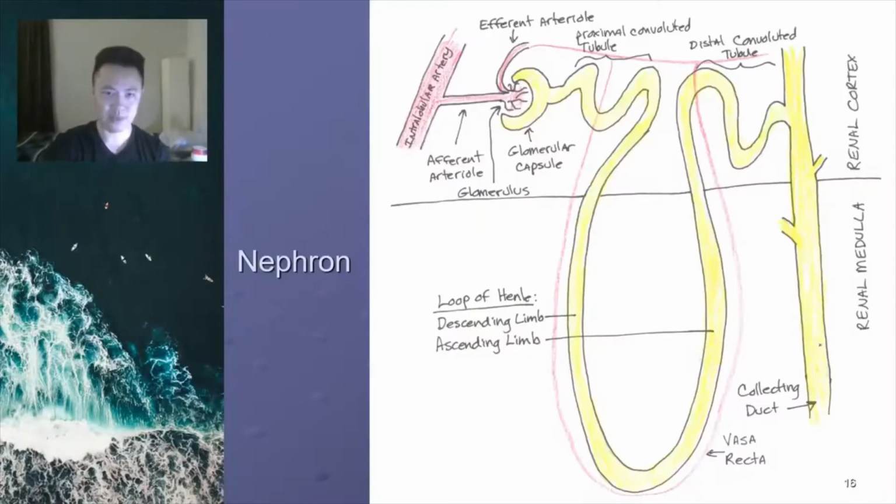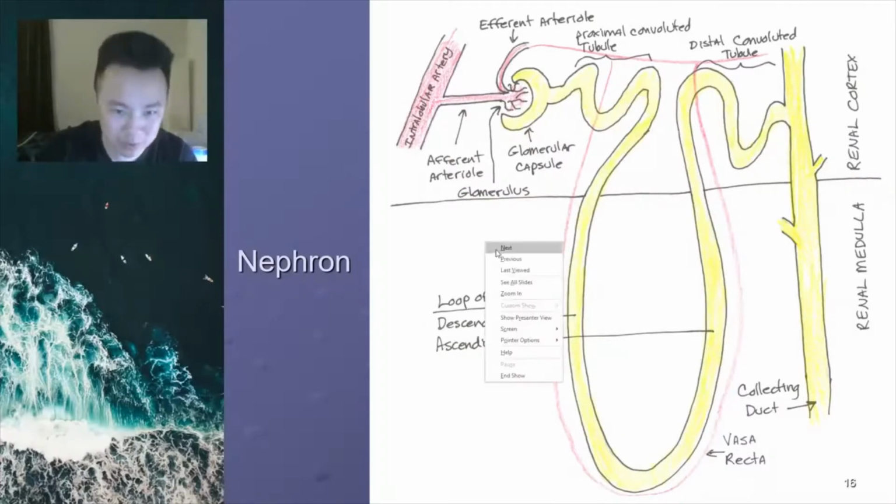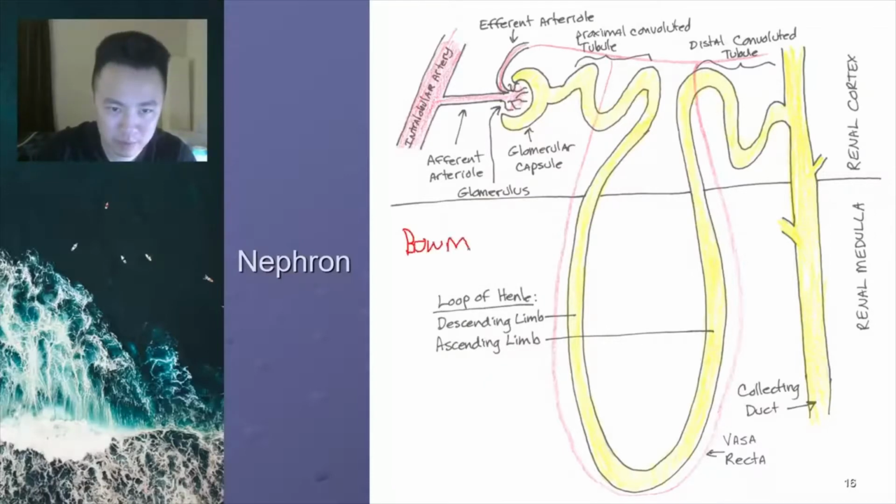All right. This is a very nice diagram here. You can see here's the interlobular artery, and then the dirty blood, I guess you want to call it, containing the nitrogenous waste goes into the afferent arteriole, and then finally goes into the glomerular capsule, also known as the Bowman's capsule. Okay.